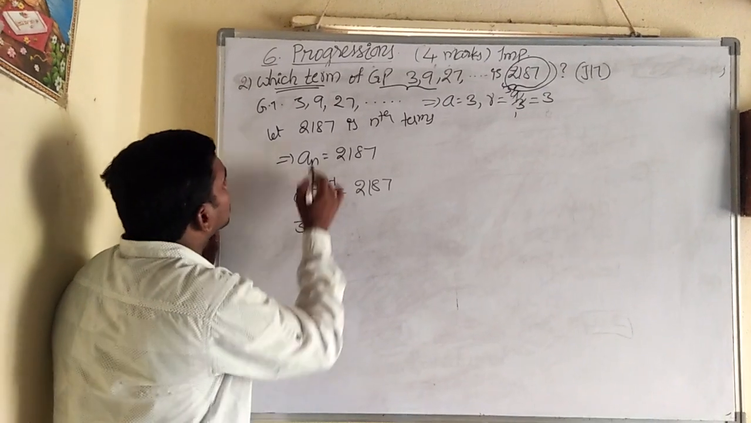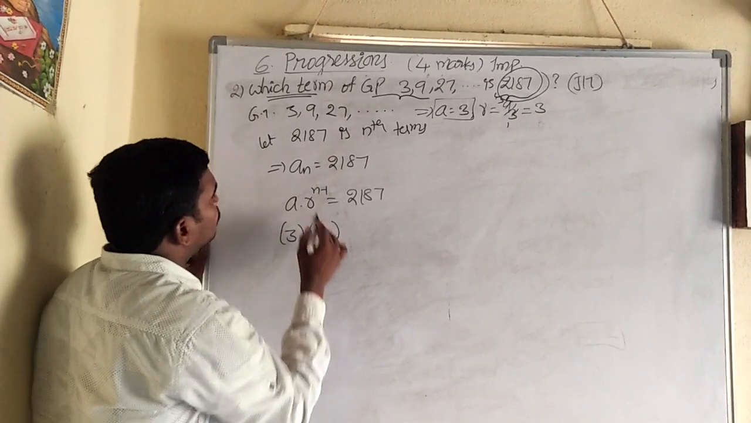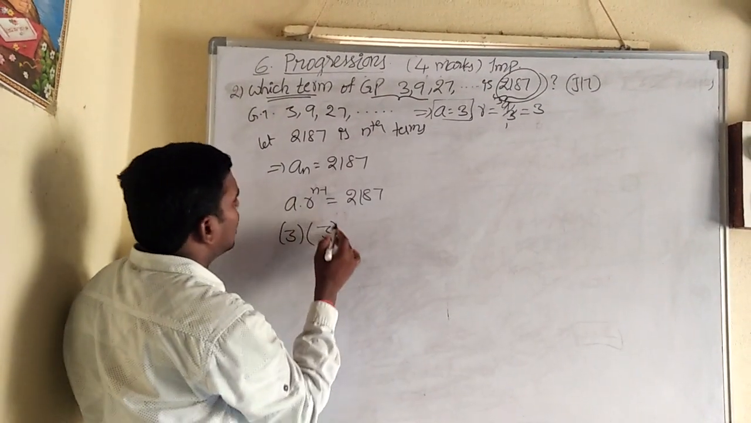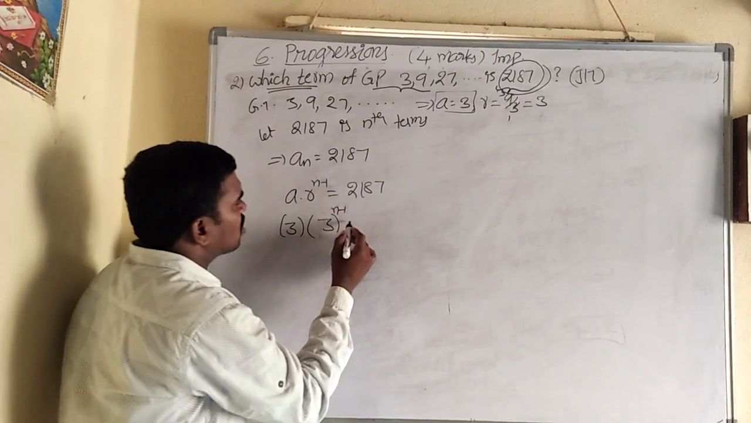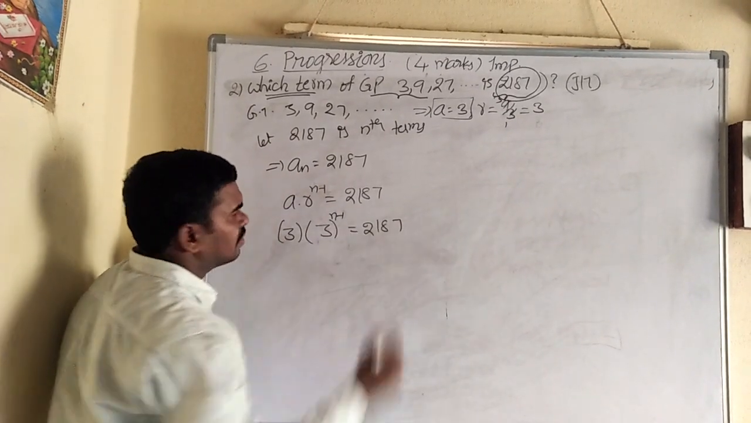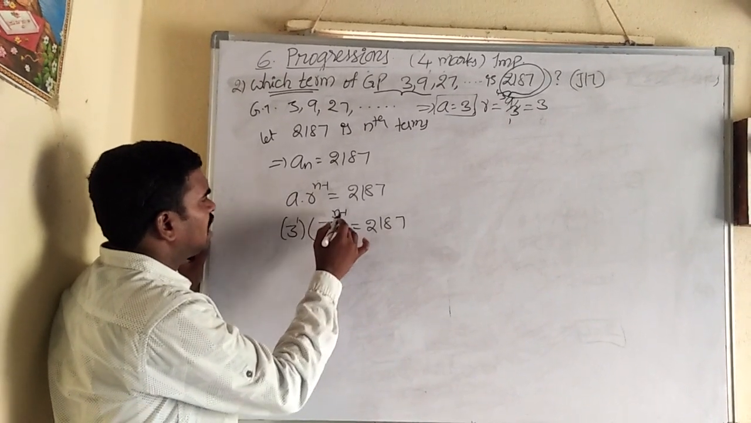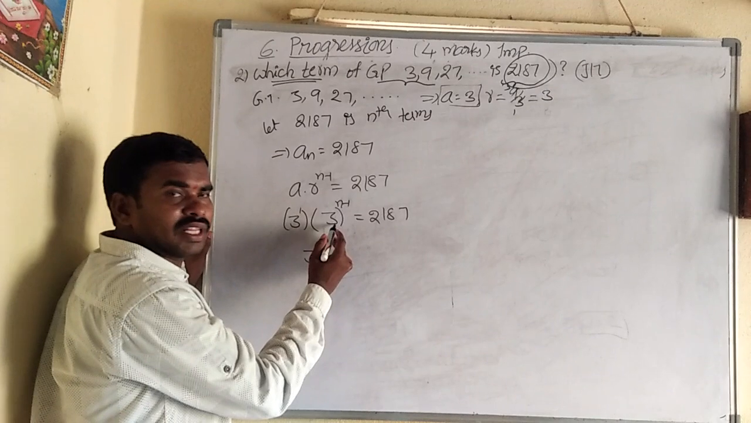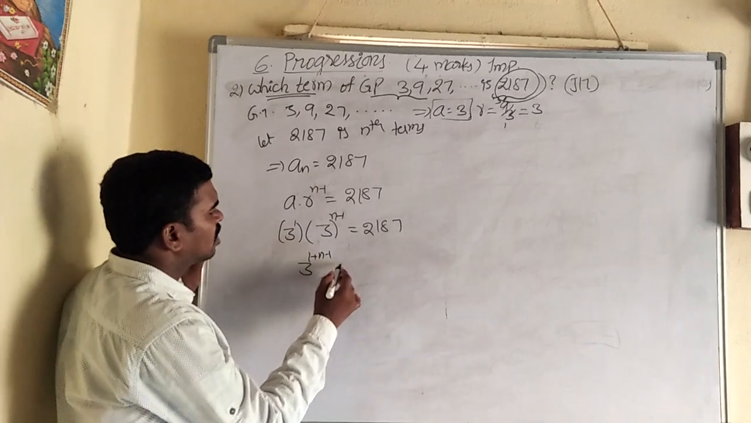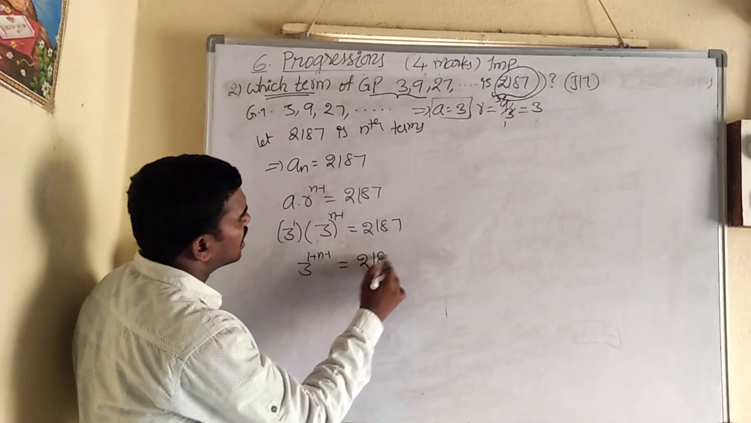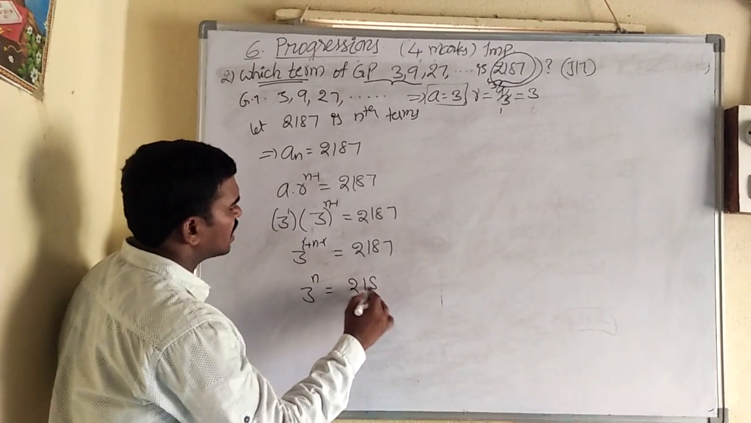Substituting the a value 3, because from here the a value is 3, and the next r value, how much? 3, and power n minus 1, we don't know n minus 1, okay, keep as it is, and is equal to 2187. Here 3 is there, here 3 is there, both with powers, here 1, here n minus 1. So the bases are the same, in the product the powers will be added. So 1 plus n minus 1 is equal to 2187. So 3 power plus 1 minus 1 cancel, 3 power n equal 2187.